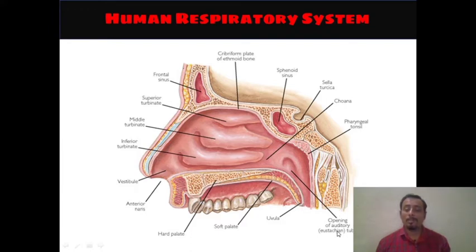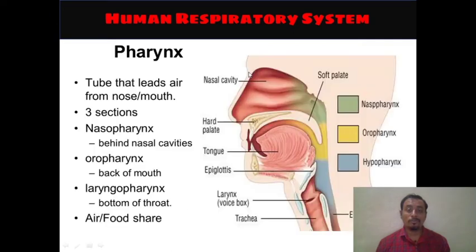Then the opening of the auditory tube is also shown here, which comes from the ears. Then the pharyngeal tonsil, the choana, and the sella turcica are shown. Sphenoid sinuses are shown here, and the cribriform plate of the ethmoid bone is shown here. Okay, let's go to the next point.